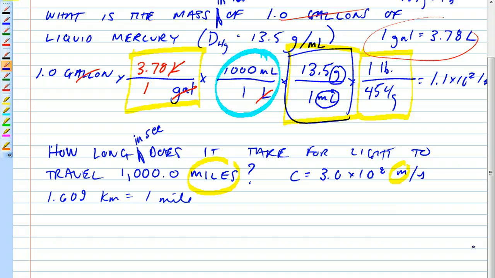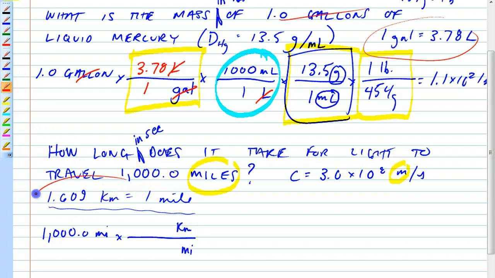Now, what am I going to start with? I am not going to start with the speed because that's a ratio. And I'm not going to start with this conversion between kilometers and miles. Instead, I'm going to just start with 1,000 miles. MI is a symbol for miles, not M. M is meters. I want miles in the denominator because I'm going to cancel it out. And that means I'm going to use this conversion factor: 1.609 kilometers in 1 mile. That cancels miles.